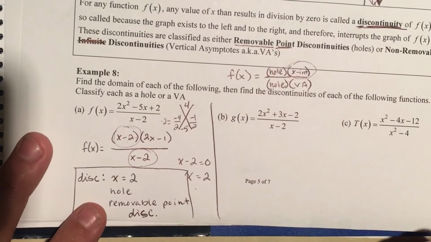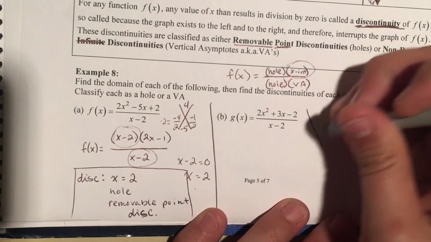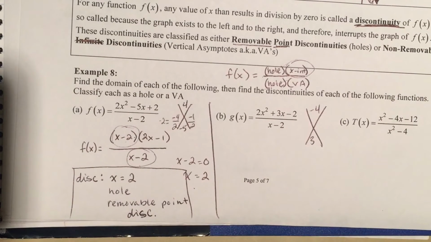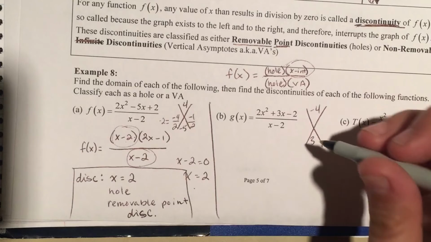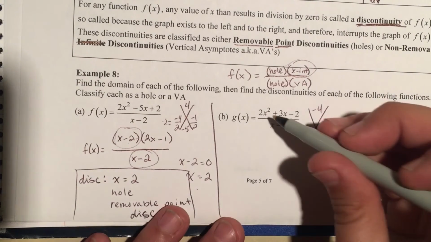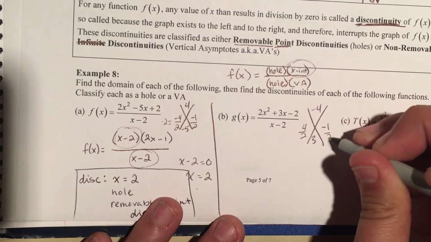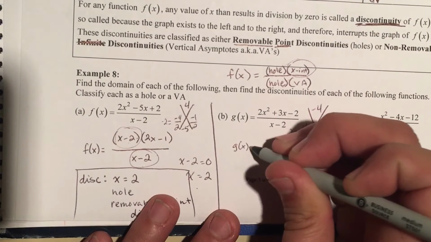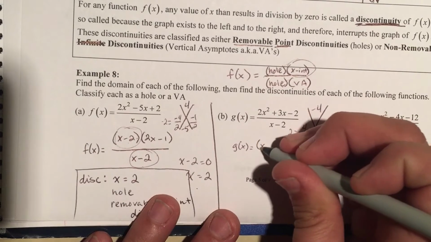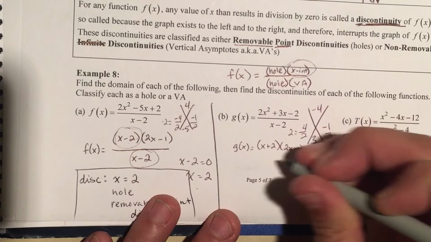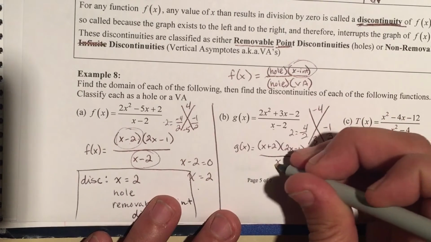Okay, so let's take a look at B. Again, factoring on the top. So now I need things that multiply to -4 that add up to 3. Okay, well, things that multiply to -4 that add up to 3 are going to be +4 and -1. Again, dividing by that 2, this one goes to 2. So this function is actually x plus 2 times 2x minus 1, over the x minus 2.